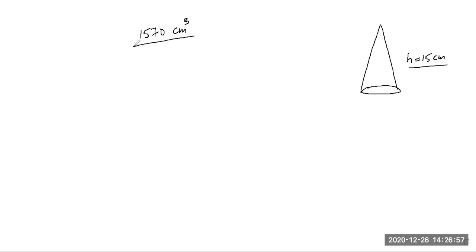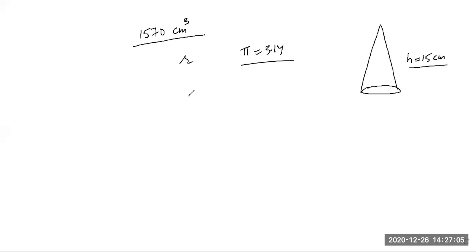So now comes the next one. The height of a cone is 15 centimeter. Obviously this is the cone, and the height is 15 centimeter. The volume is 1570 centimeter cube. Its volume is given. Find the radius of the base. And he also says take pi is equal to 3.14.